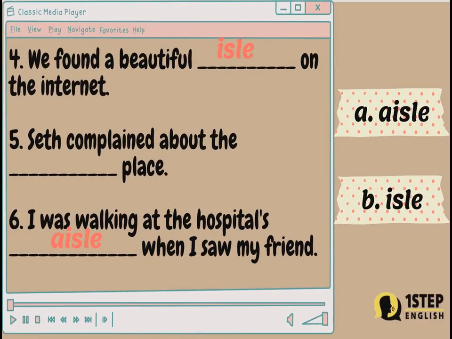Letter B, we found a beautiful isle on the internet. Number 6. Letter A, I was walking at the hospital's aisle when I saw my friend.